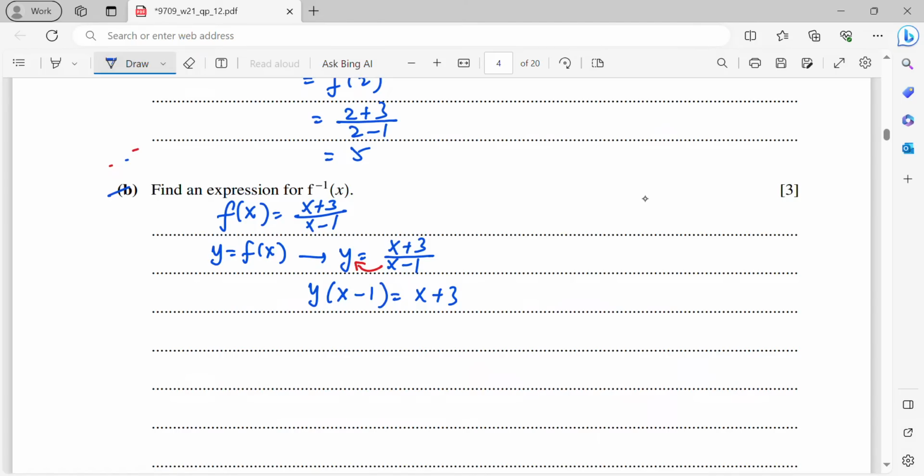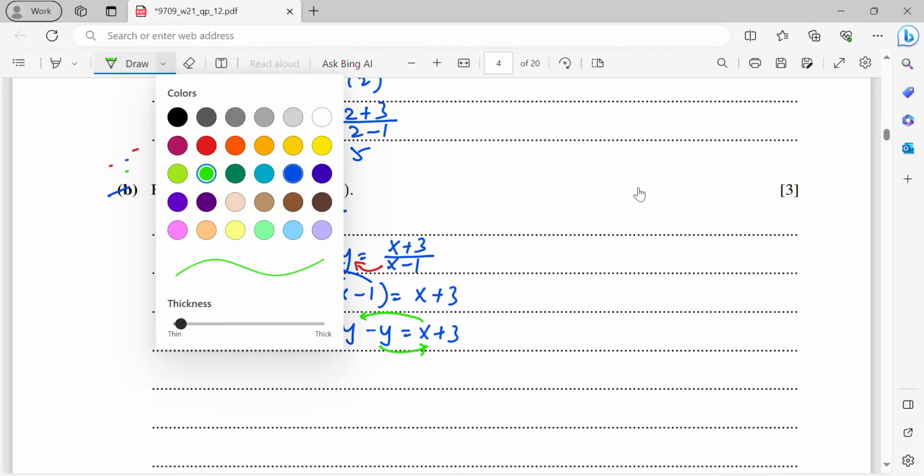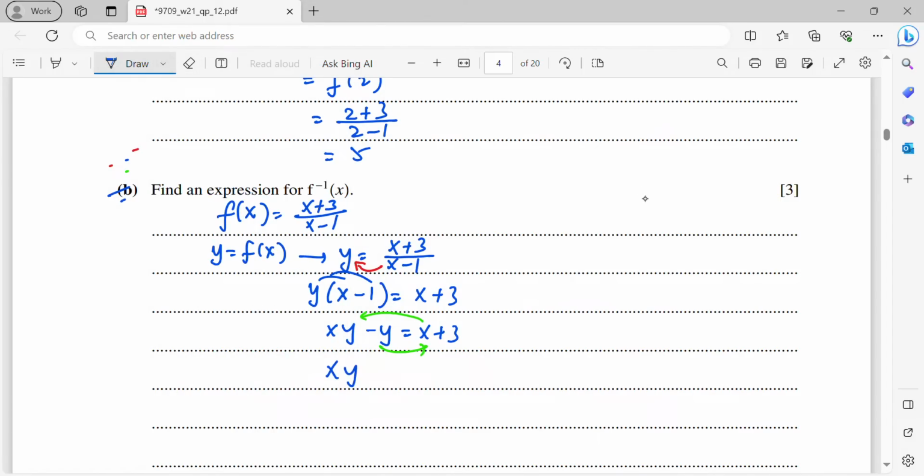Okay, so from here I will do expansion again. It will be xy minus y equals to x plus 3. And now get x as a subject. So it means that I have to move the x from the right side to left side and the minus y to the right side. Then you will be getting xy minus x equals to 3 plus y. So for the left hand side, you may factorize the x to get x times (y minus 1) equals to 3 plus y. Then now your x is going to be (3 plus y) over (y minus 1).